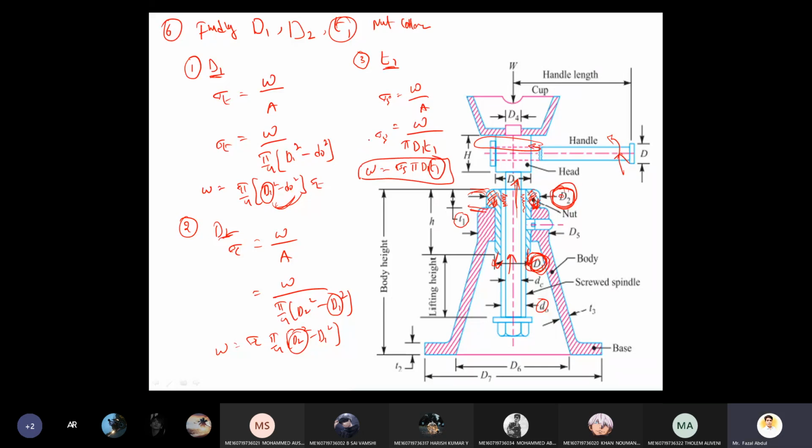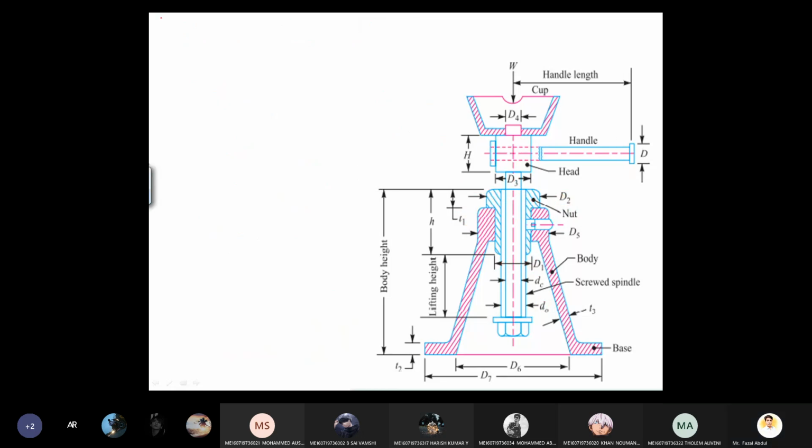So this is the sixth point. In the sixth point, again three sub points are there, right? Don't forget. Now I am calculating the seventh point. In the seventh point, again three parameters are there.